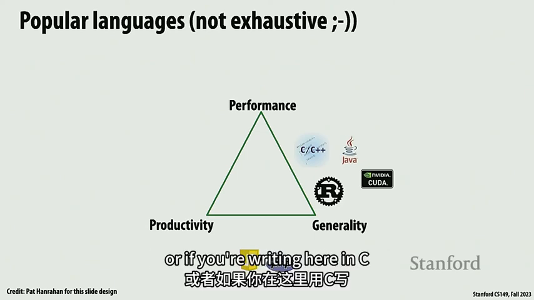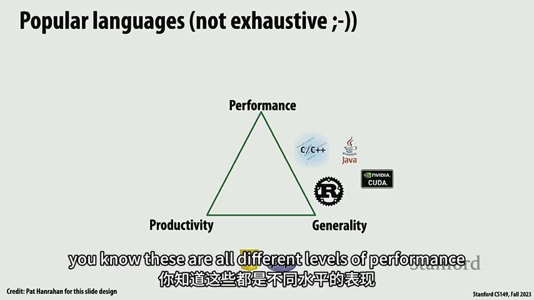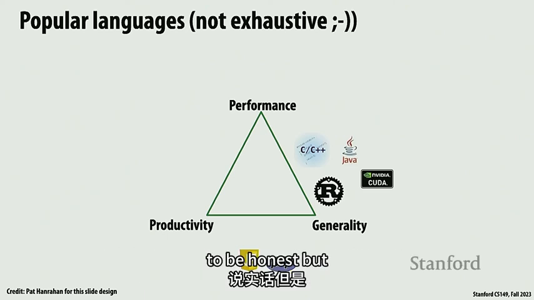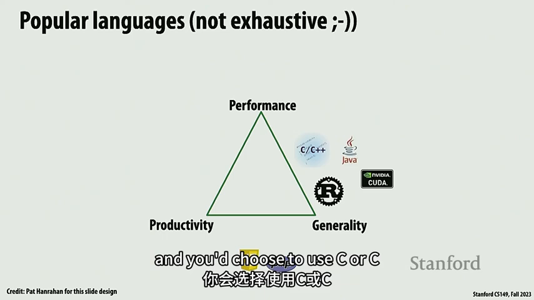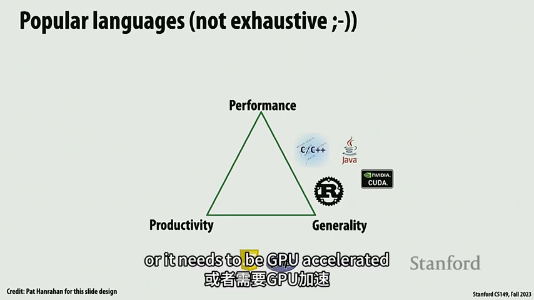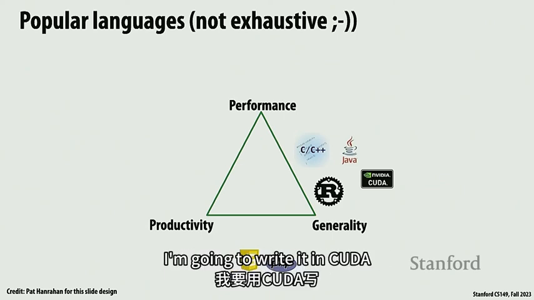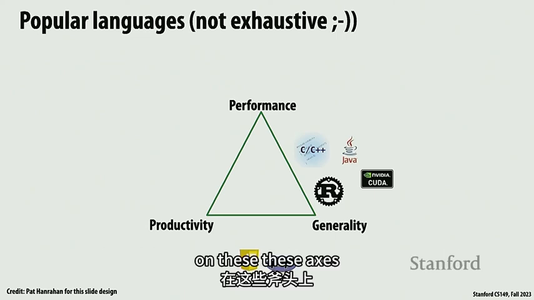Or if you're writing in C++ or Rust, and I'll even put Java and CUDA in this category, these are all different levels of performance, to be honest, but you can write whatever you want again, and you'd choose to use C or C++. So, that would be your thing. Like, this needs to be fast, I'm going to write it in C, or it needs to be GPU accelerated, I'm going to write it in CUDA. And so a lot of the more successful languages were kind of on these axes.